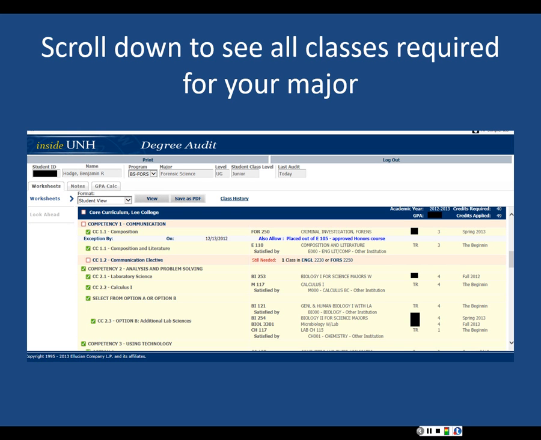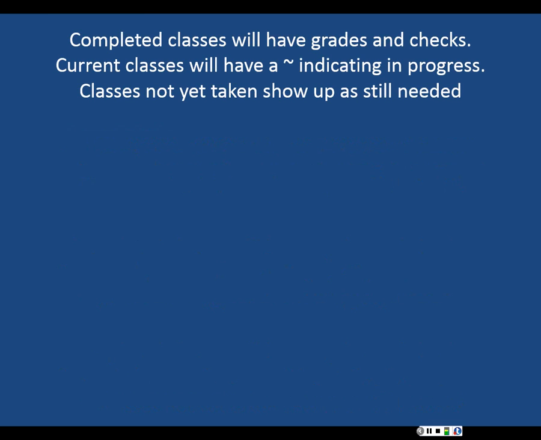For example, if you look under core curriculum or CC 1.2 communication elective, you will notice that the student whose Degree Audit I'm using has to take one class, but they give him two choices. So you can decide which one you want to take that will benefit you in your particular program.